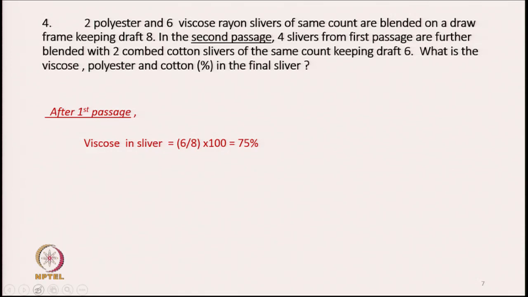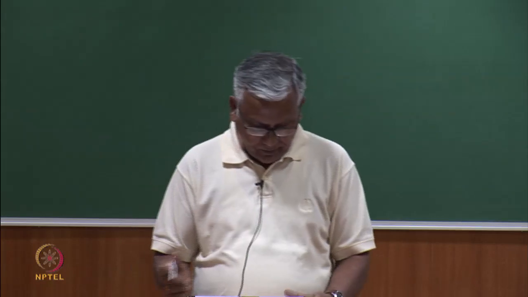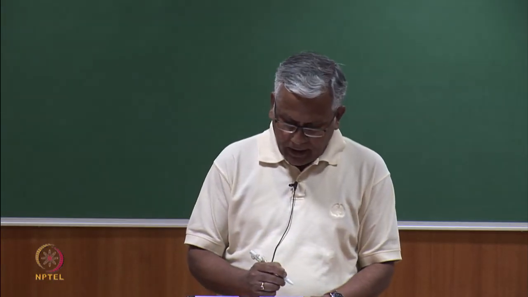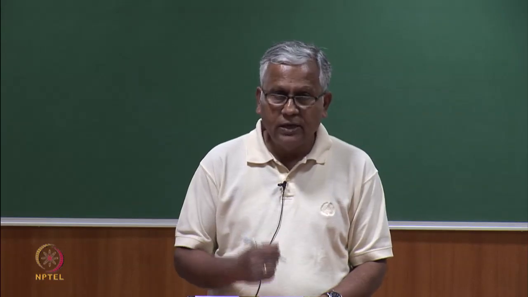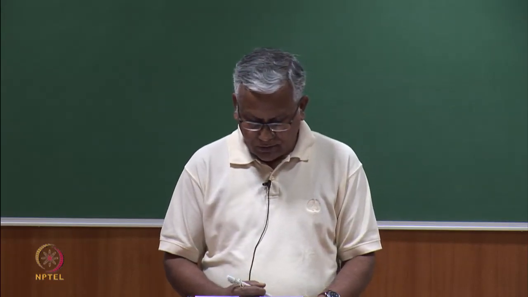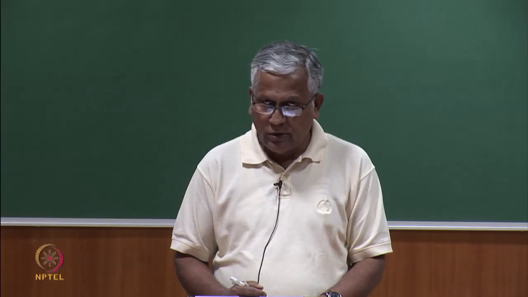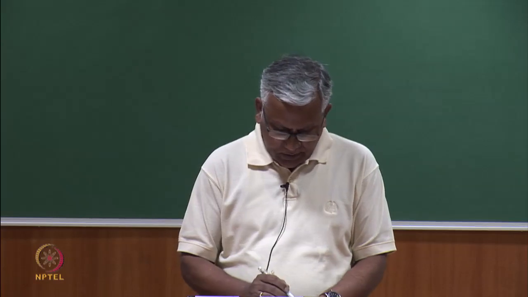As shown, the viscose in the sliver after the first passage is going to be 6 by 8 into 100, that is 75%. We are not taking into account the count of the sliver because counts have not changed. So, simply by dividing by the number of slivers, we can find out the percentage of viscose. 6 viscose rayon slivers are being fed and there are a total of 8 slivers. So, the viscose percentage is going to be 6 by 8.